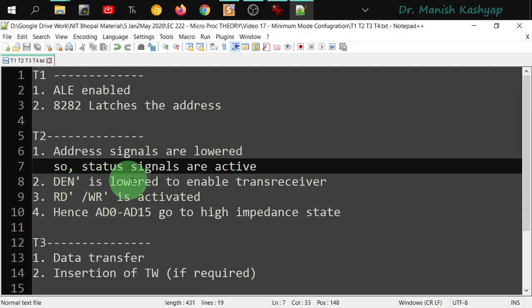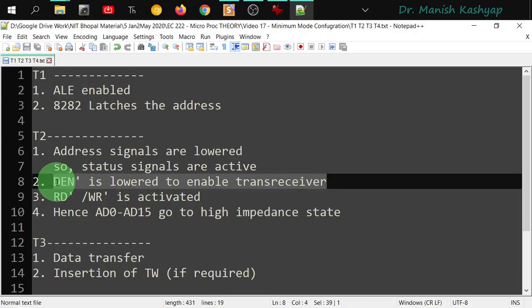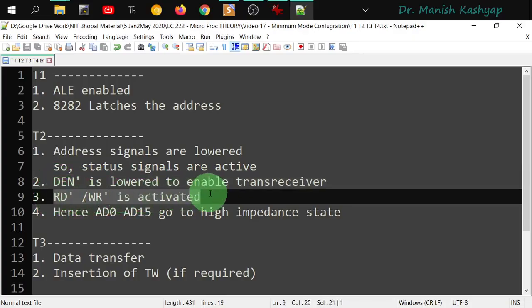So DEN bar is also lowered to enable the transceiver. So DEN bar will be lowered in this state. Then read and write signals are also activated, so that the transceiver will get activated. So these signals are activated here, and then AD0 to AD15 will go to high impedance state.